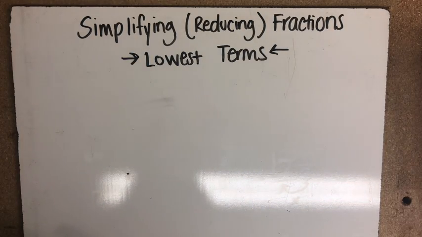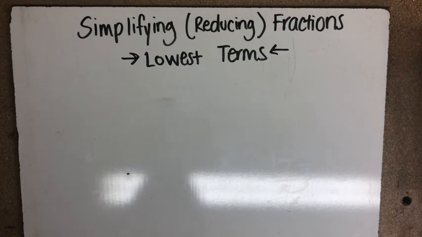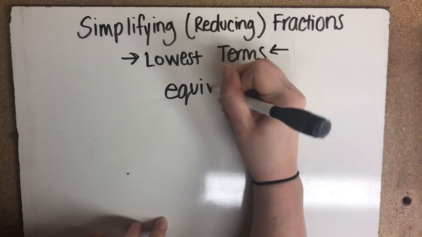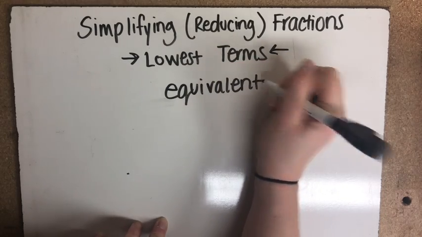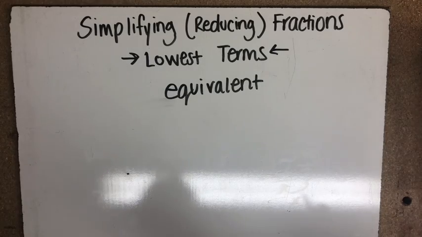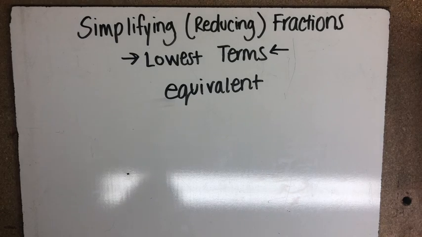Today we're going to look at simplifying or reducing fractions. We can also call this writing fractions in their lowest terms. When we simplify fractions, it's the same thing as finding an equivalent fraction. However, the fraction has smaller numbers in the numerator and denominator. It doesn't mean that the fraction is smaller than the original fraction, because remember, they are equivalent. It just means that we're writing it using the least amount of pieces.